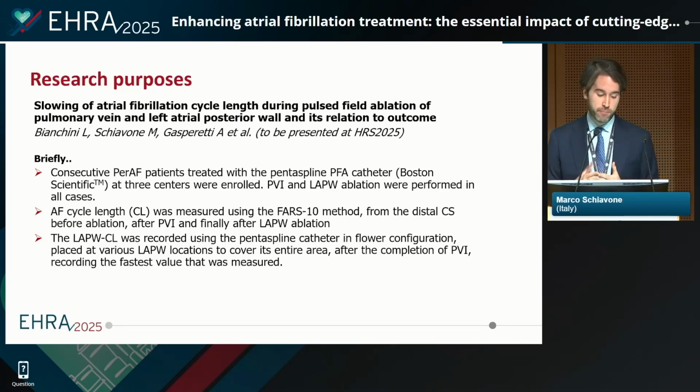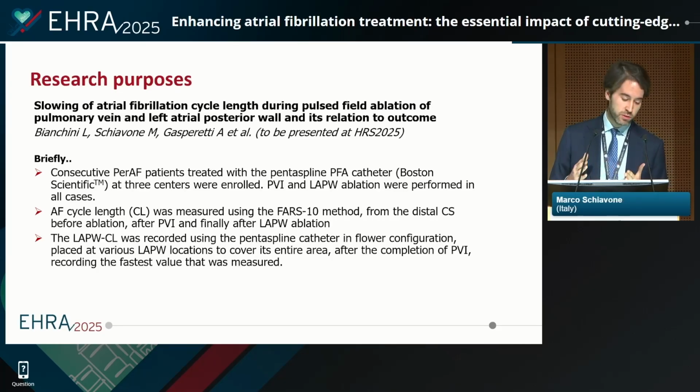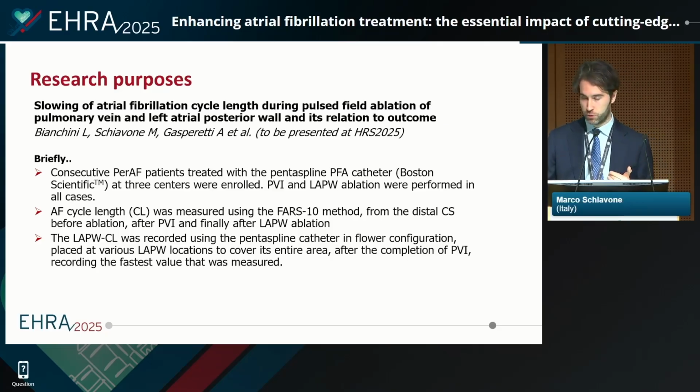Consecutive persistent AF patients treated with the pentaspline PFA catheter, so the Boston catheter, at 3 different centers were enrolled. PVI and left lateral posterior wall ablation were performed in all cases. And here the idea is that we wanted to measure the atrial fibrillation cycle length using the Farsten method, as elsewhere reported, from the distal coronary sinus before ablation, after PVI, and after left lateral posterior wall ablation.